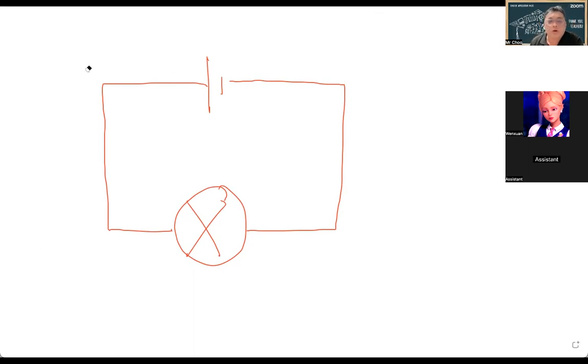Okay, so based on conventional current, it should be moving from positive to negative. But if you're talking about electrons, the electrons themselves will be moving from the negative and move around this closed circuit. And because the electrons are moving, the bulb will light up. Okay, so far?